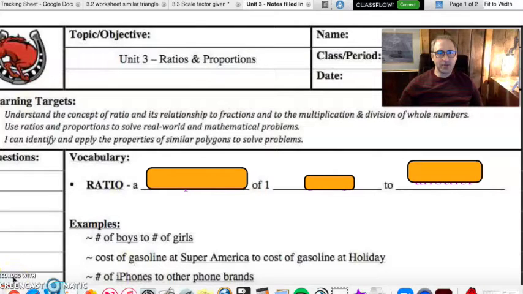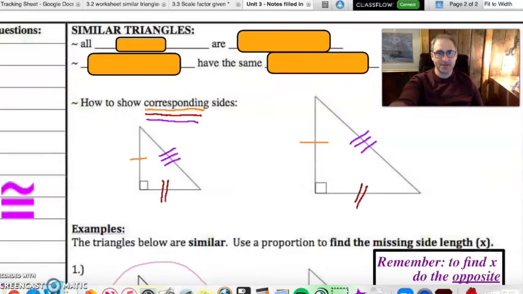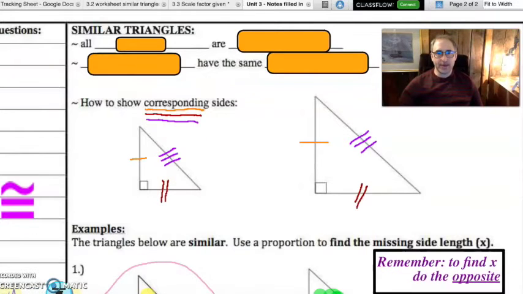Welcome. Yesterday we worked on learning the back side of our ratios and proportion notes, where we were studying similar triangles. And when we were doing that, we were marking corresponding sides.